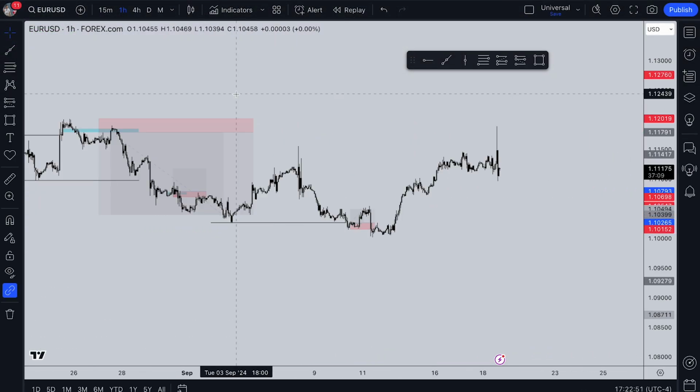Anyway, thank you very much for watching, guys. I hope you were able to find value out of how powerful inverse fair value gaps can be in the market on both the daily time frame, the monthly time frame, the hourly time frame, you name it.